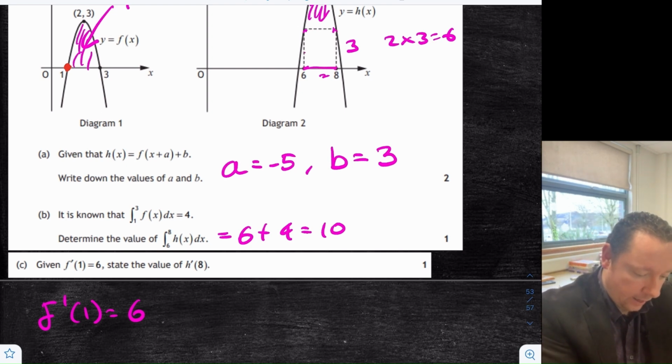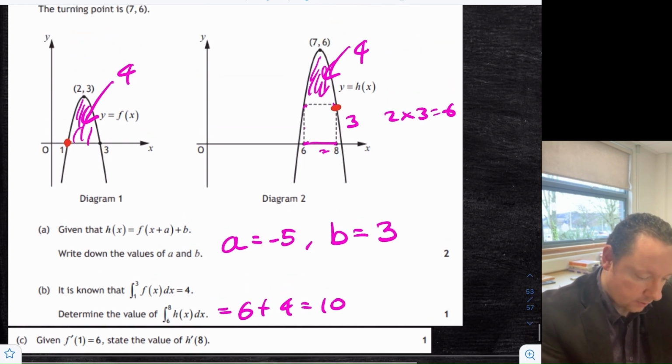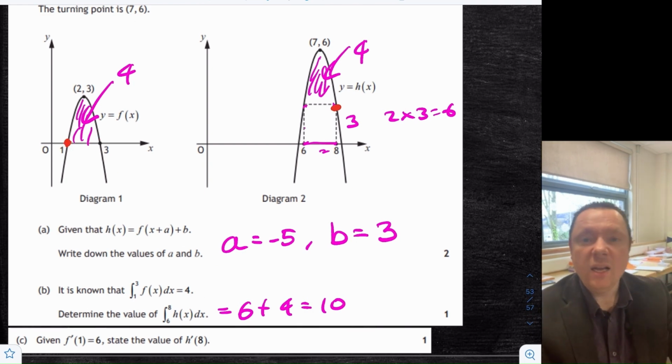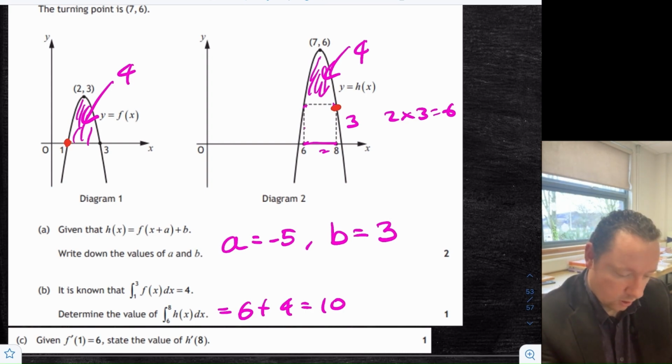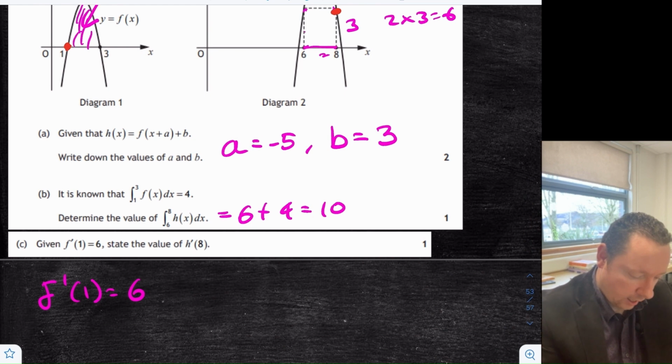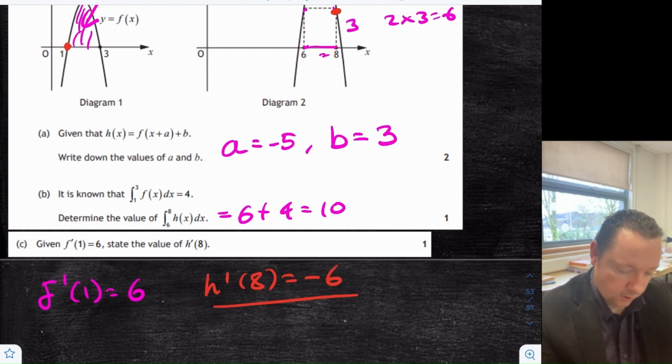Well, at 8 on h of x, 8 is this bit here. Now if we imagine looking at this graph instead, that would be this point here. It's a mirror of this, so it's sloping down the other way. So it's just minus 6, because it's just the other side of the graph. So h dash of 8 equals minus 6, and we're done there.